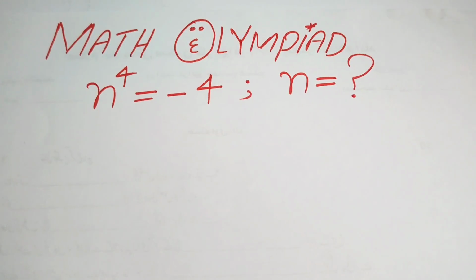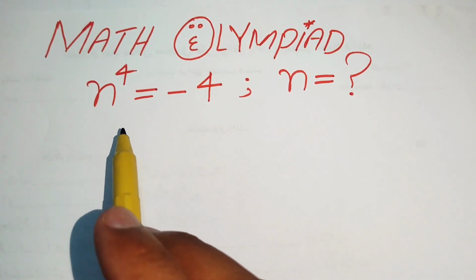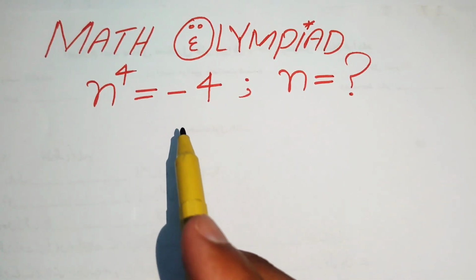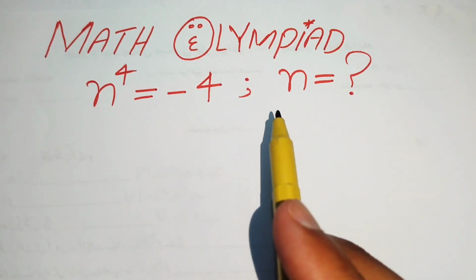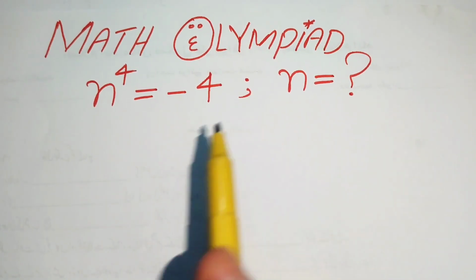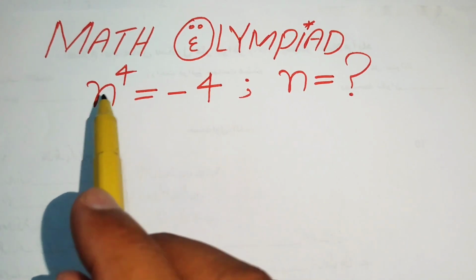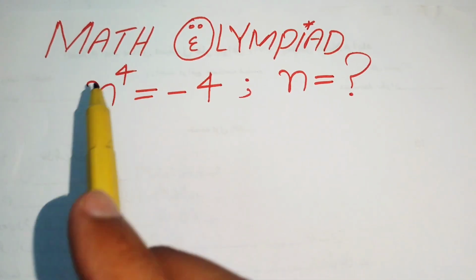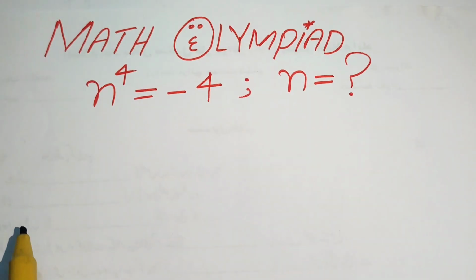Hello everyone, welcome to solve this Math Olympiad Algebra problem, and here we have n to the power of 4 equals to minus 4, and we solve this problem for the values of n. So here you remember one thing is that the exponent of this polynomial equation is 4. It means that we find the 4 roots of this equation.